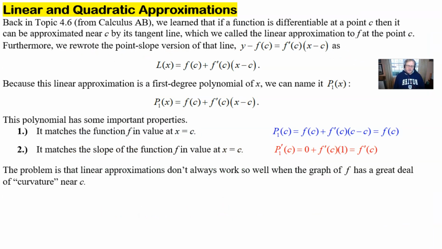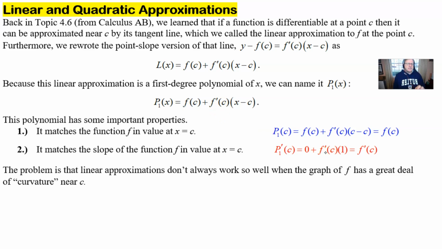Well, the slope of the function f has to match P1's slope at x equals c. Well, let's check that out. Slope in calculus means derivative, you know that. So if we take the derivative of P1 of x here in red, the derivative of f of c is 0, because f of c is a constant. f prime of c is also a constant. Now be careful, I don't want f double prime of c.